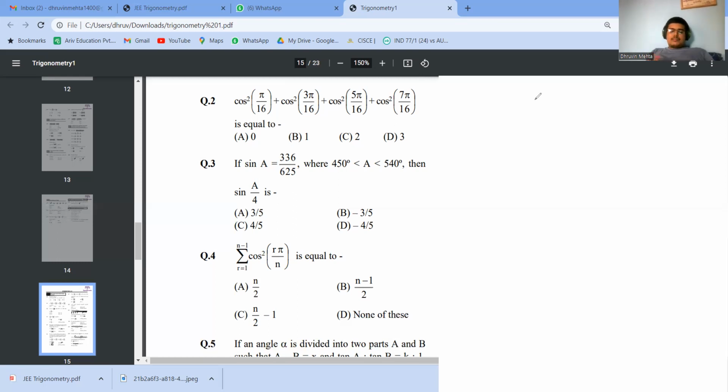cos 2 theta, where we can use 2 cos square theta minus 1. So what is cos square theta from here? It is 1 plus cos 2 theta upon 2.